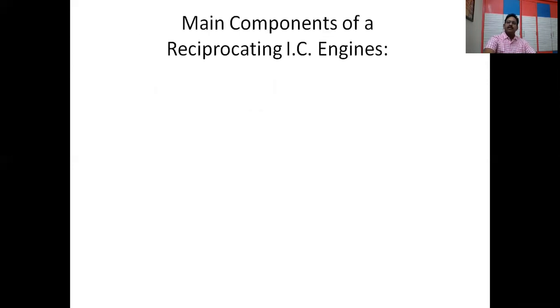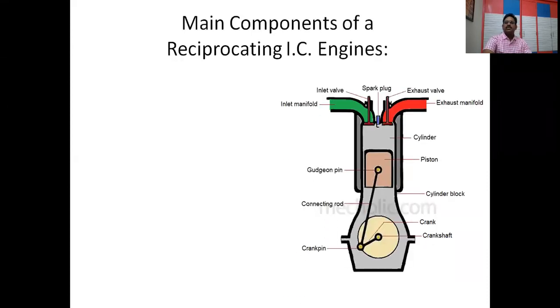Now we will take up the reciprocating engine and its main parts and components. I'll show the picture and go through the basic components of an IC engine. Basically, you should have a cylinder. The first important component is the cylinder, the heart and soul of an IC engine. Combustion takes place inside the cylinder, which is why it is also called the combustion chamber. Without a cylinder, you don't have any IC engine.